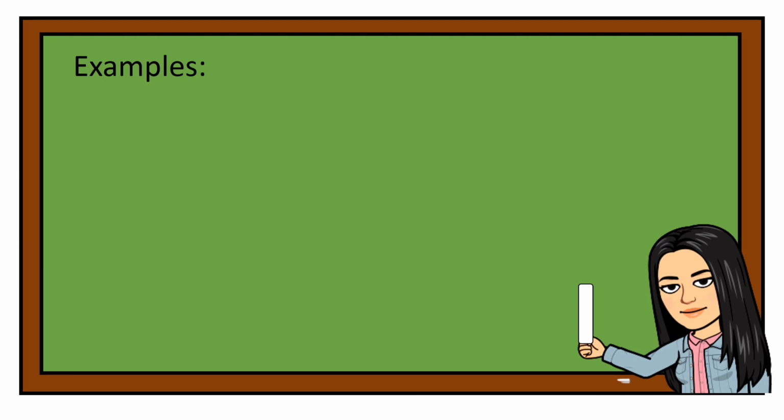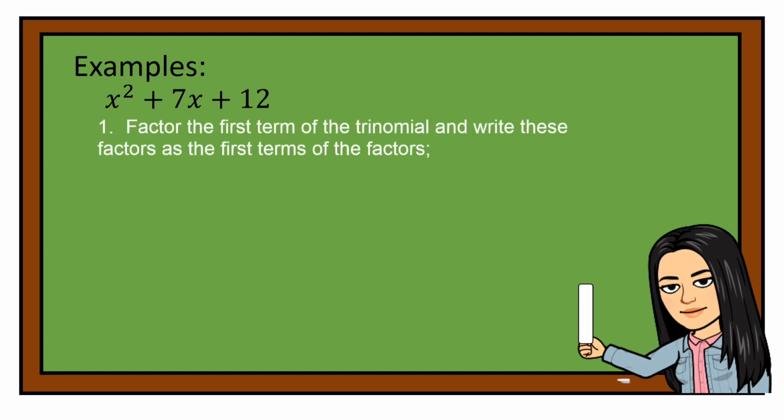Okay, so let us answer the following examples. So first example, factor out x squared plus 7x plus 12. Okay, so let us follow the first step. Factor the first term of the trinomial and write these factors as the first terms of the factors. So first, identify what is the first term. So our first term is x squared, and the factors of x squared are x times x.